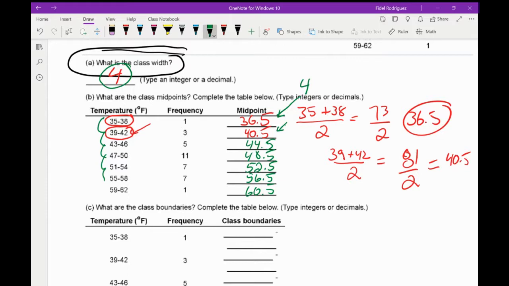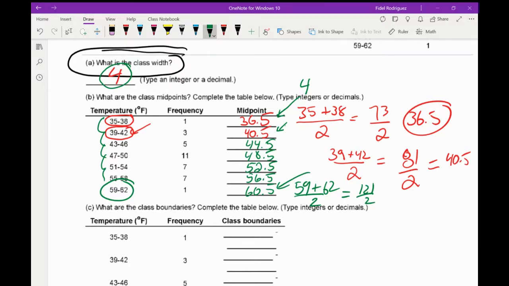And you can always double check. You can say, like, really, is that going to work? Is it always going to work like that? Yeah, look, let's take the last one here. Let's take 59 and 62. So 59 plus 62 is 121. And if I divide that number by 2, yep, I get 60.5. So far, are we doing okay on finding the midpoint? Yes. Yeah, we're good? Okay.